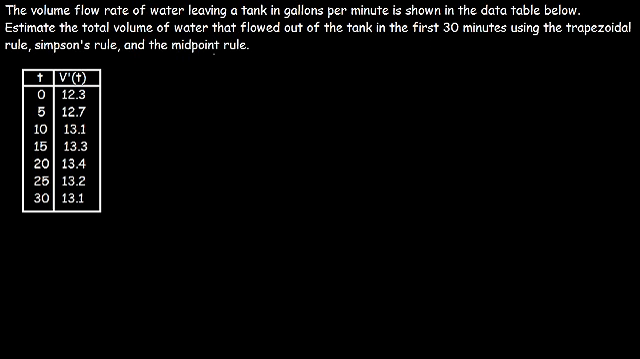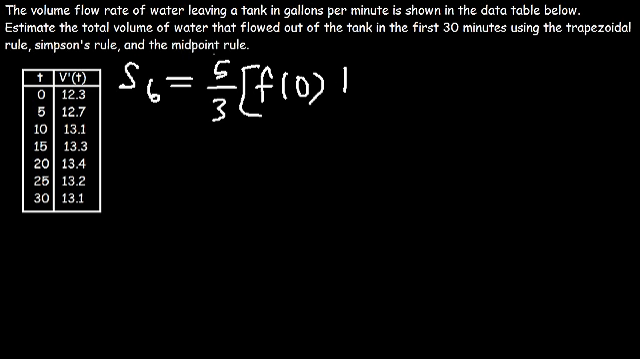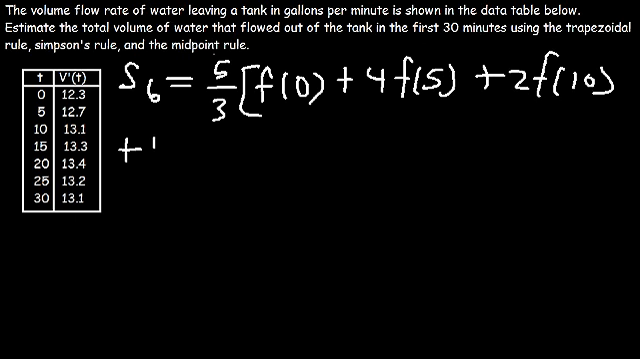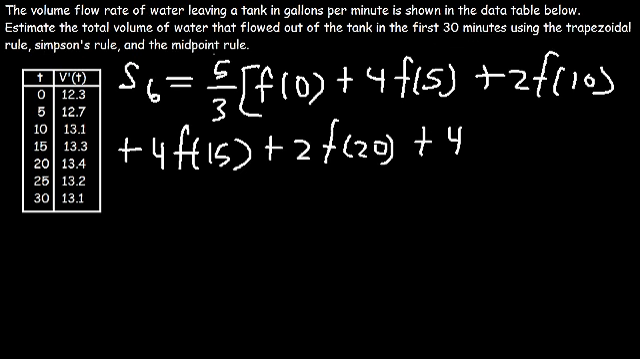Now let's try the Simpson's rule. So let's calculate S of 6. So it's delta x divided by 3, so that's 5 divided by 3, plus f of 0 plus 4 times f of 5 plus 2 times f of 10 plus 4 times f of 15, and then 2 times f of 20, 4 times f of 25, and then finally just f of 30.